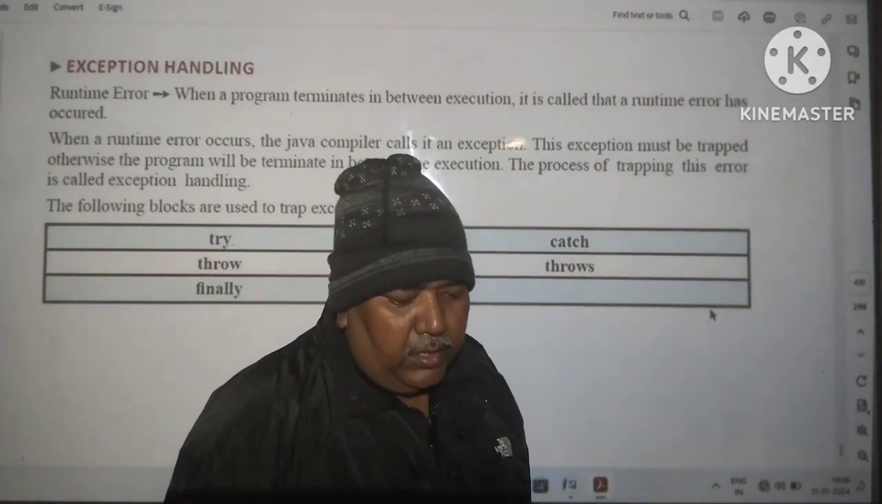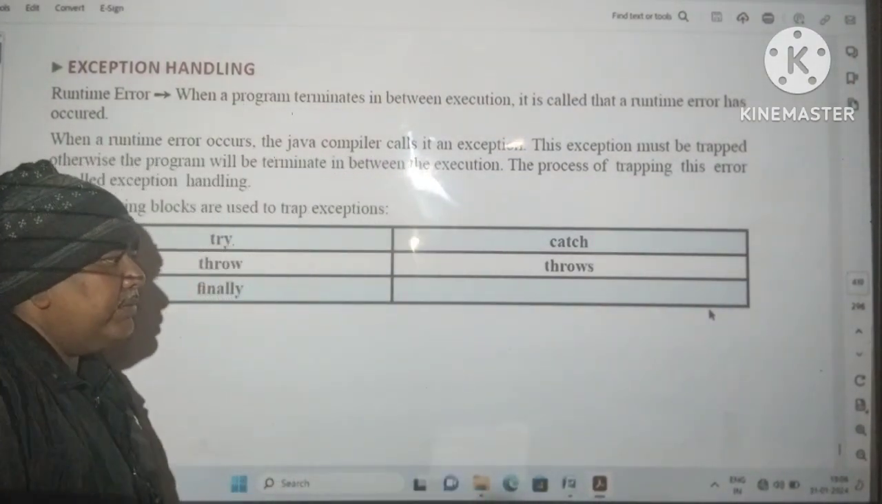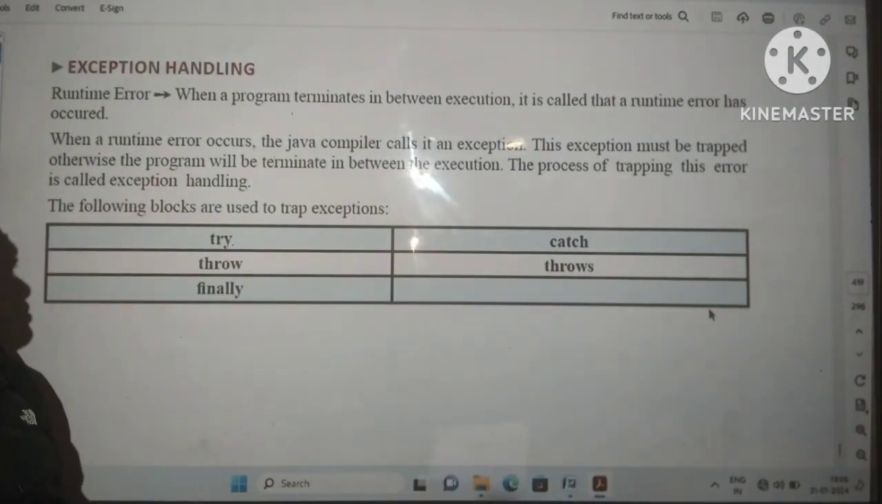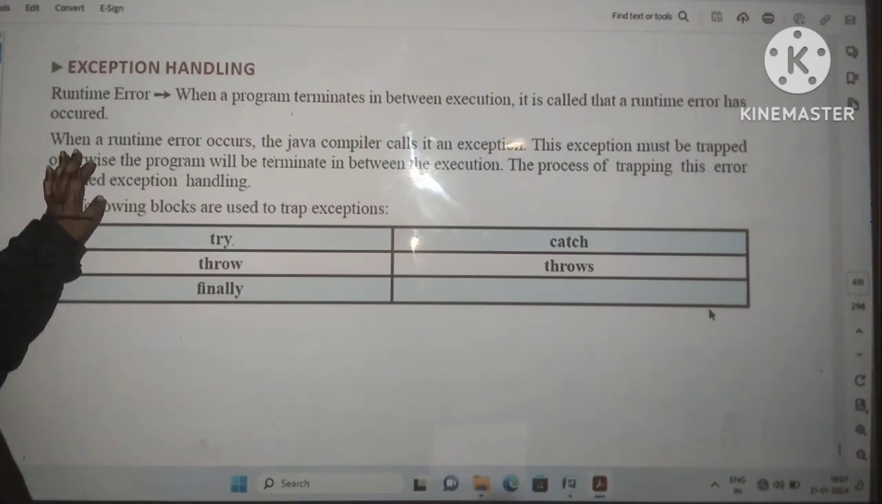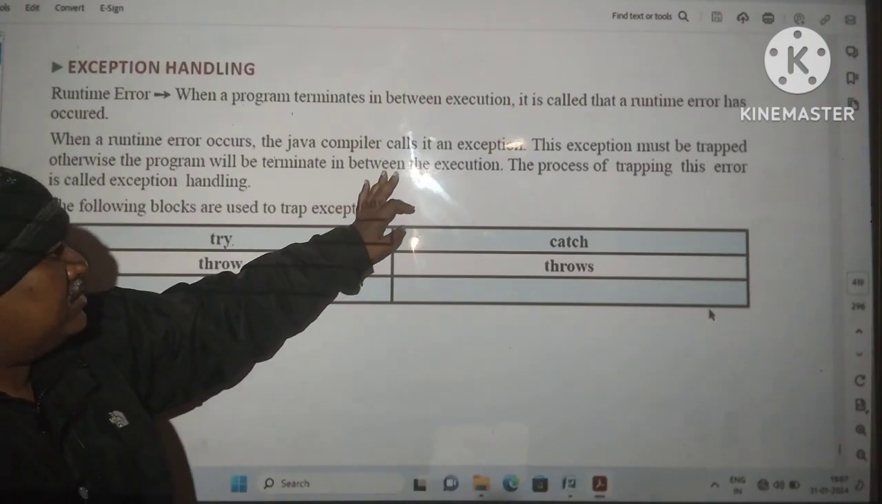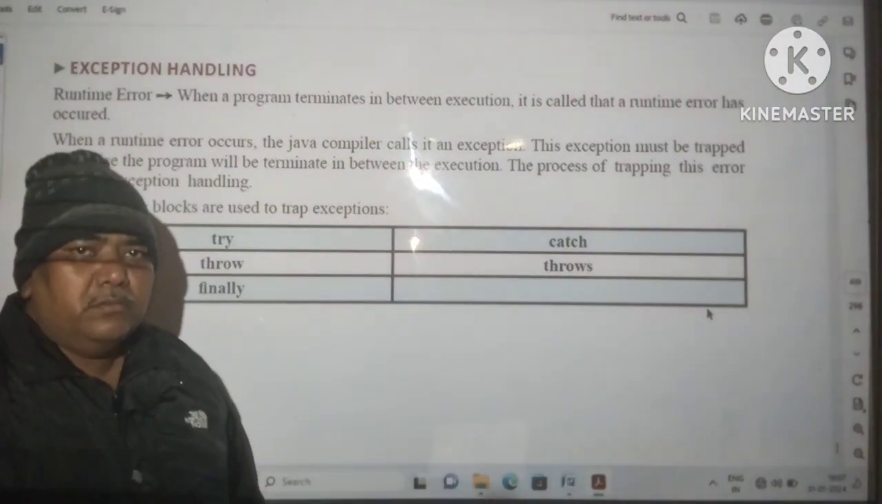Some notes I have given on exception handling also. Here also I have explained the runtime error. When a program terminates in between execution, it is called a runtime error. It is called that a runtime error has occurred. And when a runtime error occurs, the Java compiler calls it an exception.